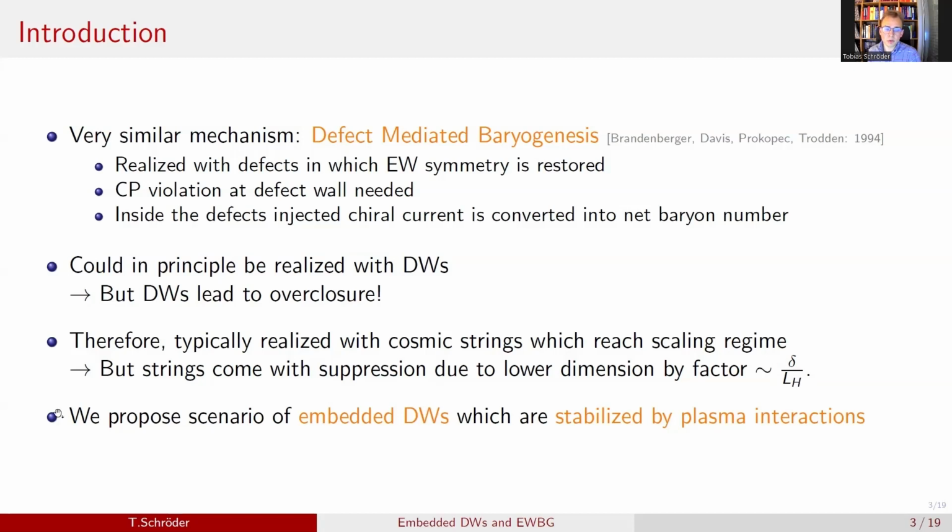In the following, we propose a scenario of embedded domain walls which are stabilized by plasma interactions. Since we have domain walls, they don't come with a dimensional suppression of cosmic strings. On the other hand, since they are stabilized by plasma interactions, they will decay once the plasma interactions become ineffective and these embedded domain walls don't lead to an overclosure of the universe.